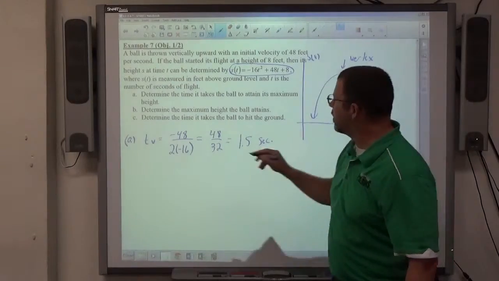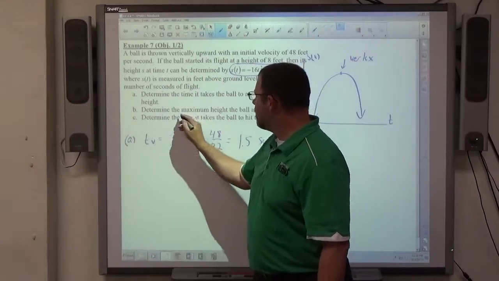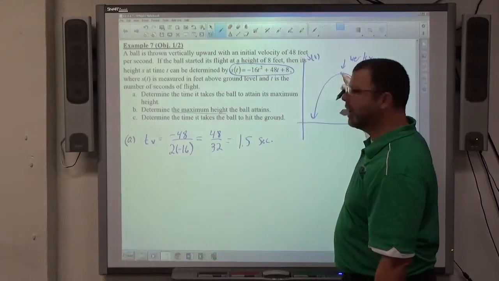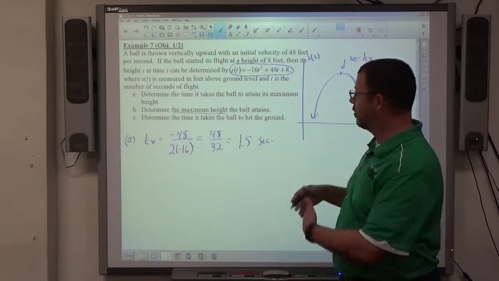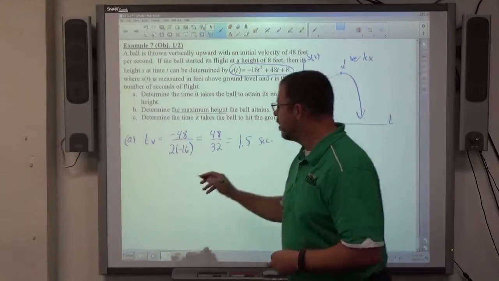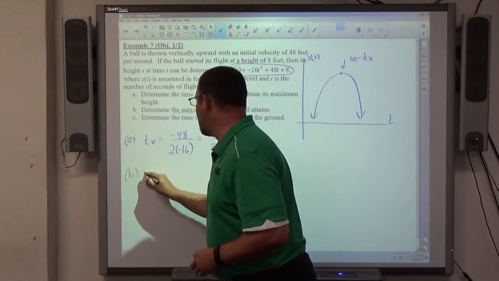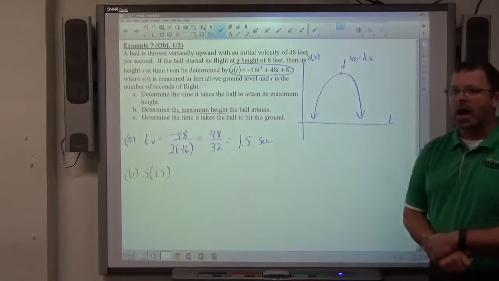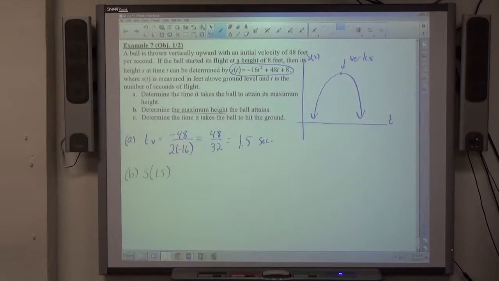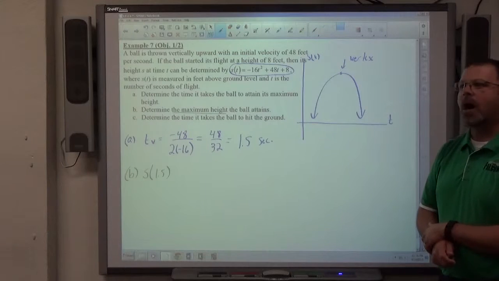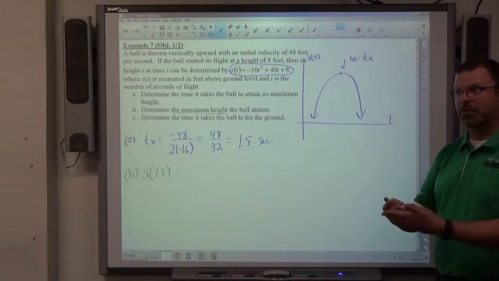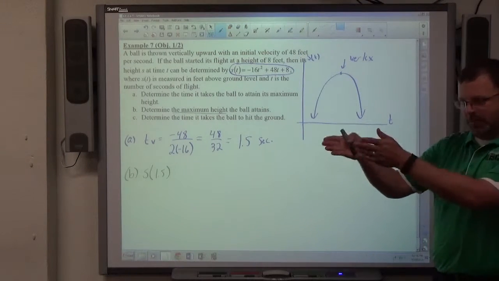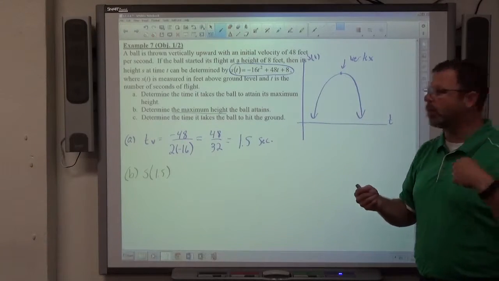Okay, for part B, it says determine the maximum height the ball attains. Maximum height is the height of the vertex, right? Which is the S of t value here. So to do part B, I just have to do S of 1.5. I wouldn't be able to do problem B if I didn't do problem A first, right? So if they didn't ask part A, and they just said, how high will the ball go? Know that you have to find the maximum x coordinate to find the maximum y coordinate, okay?